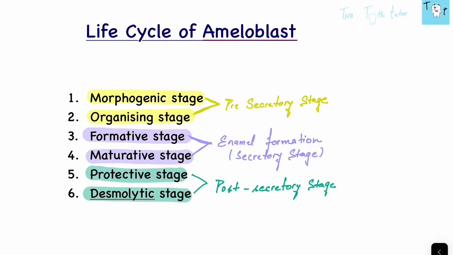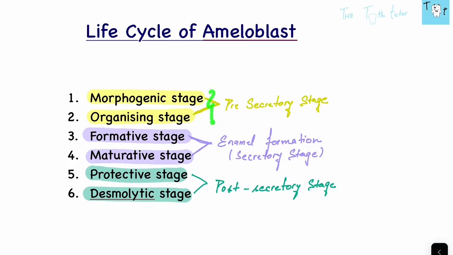Hi everyone. So today we'll start the topic of formation of enamel, and it contains two topics. First is the life cycle of ameloblast and the second one is amelogenesis. Okay. So the life cycle of ameloblast has 6 stages. I mean, these are the stages the ameloblast, or the inner enamel epithelium, goes through to form enamel. So we will see these stages.